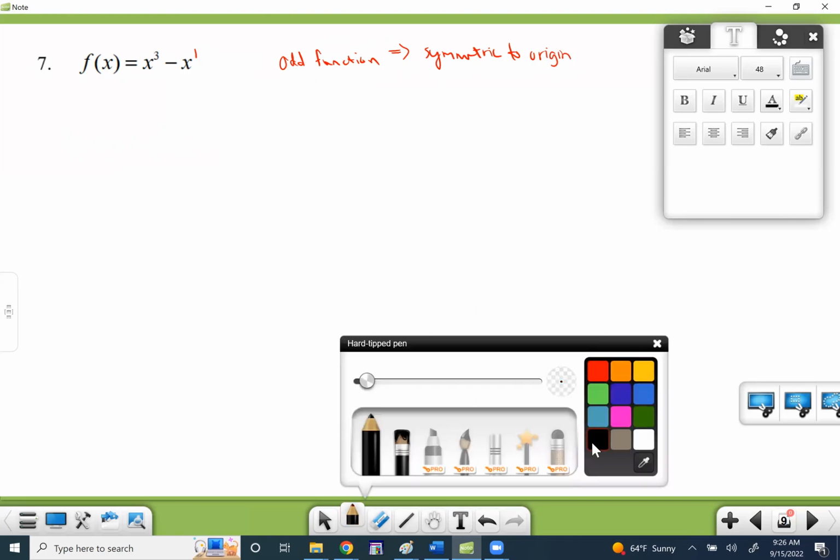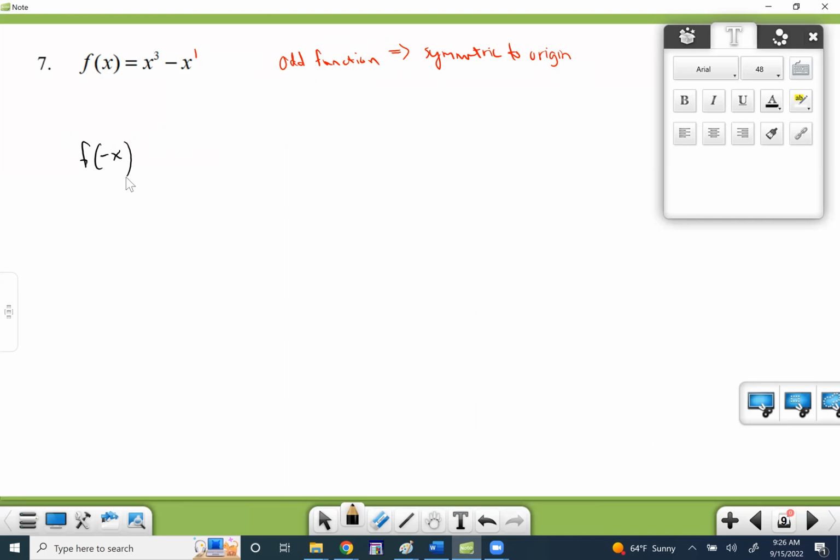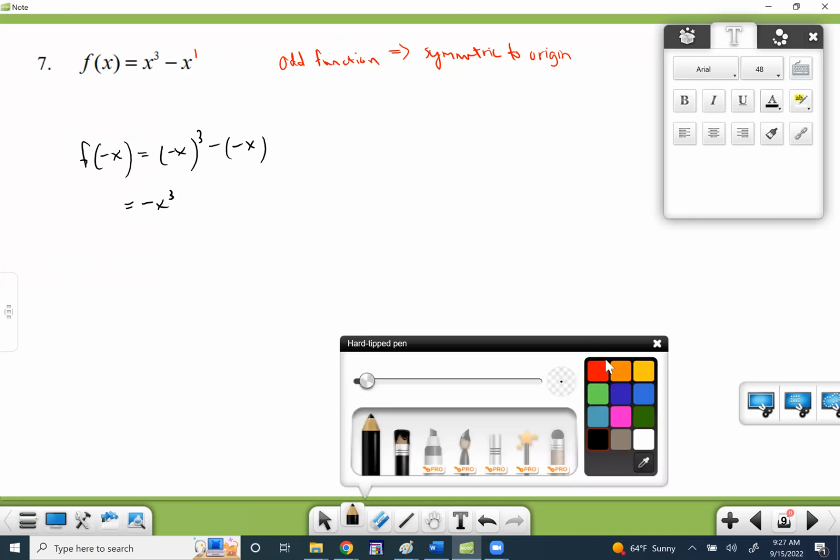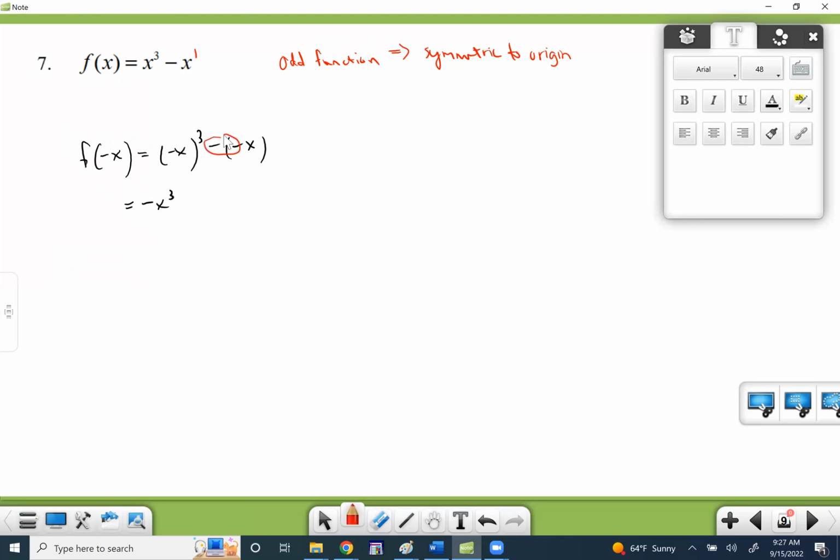So we're going to substitute a negative x for all x's, right? Okay. So we end up getting a negative times a negative times a negative, so it'll stay negative, x times x times x. And then we will take these two and make them a plus. Okay. So looking at that, that is exactly the opposite of the original, right? The original was a positive x cubed. This is a negative x cubed. The original was a negative x. This one's a positive x.